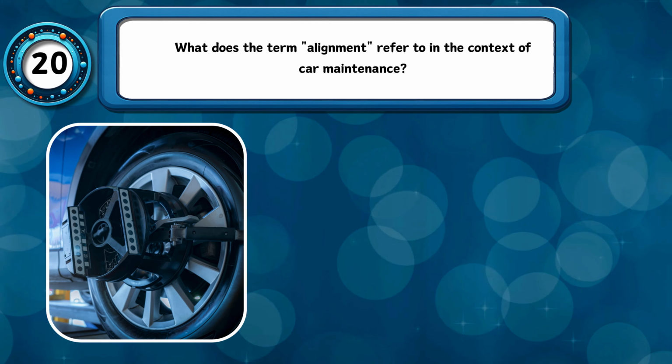Question 21. Which part of the exhaust system is responsible for reducing engine noise? A. Resonator. B. Tailpipe. C. Muffler. Correct answer is C. Muffler.